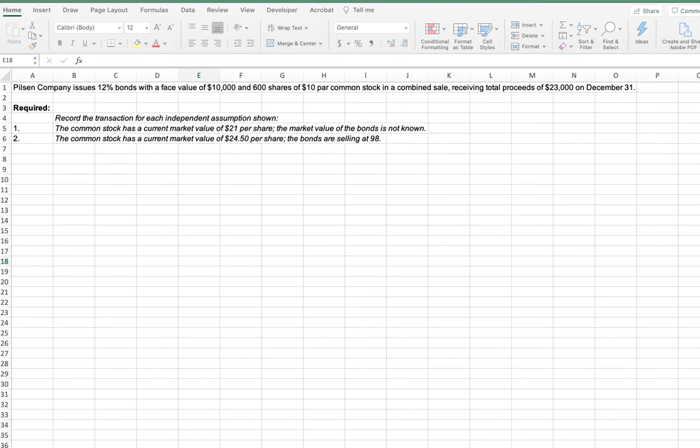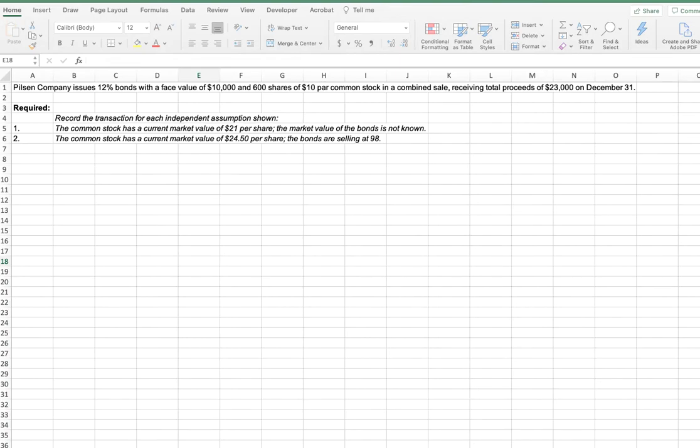With the sale of stock with bonds. We have Pilsen Company issues 12% bonds with a face value of $10,000 and 600 shares of $10 par common stock in a combined sale, receiving total proceeds of $23,000 on December 31st. Record the transactions for each independent assumption shown.